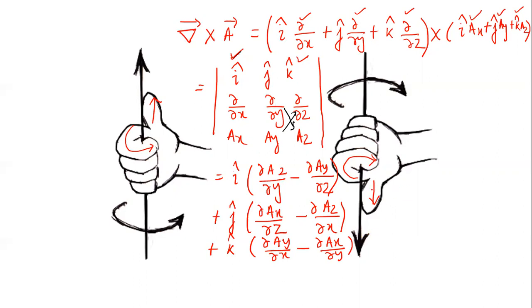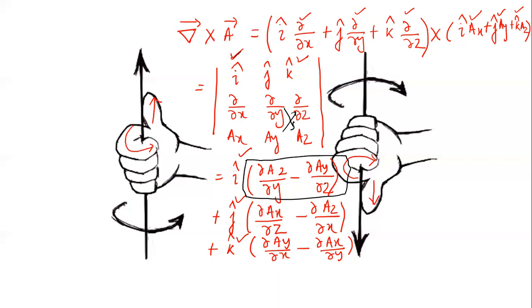Now here one thing we need to see is that i cap, j cap, k cap are the unit vectors associated along the x direction, y direction, and z direction. So if any of these variables exist, what do we mean by that? In the first bracket, if your del Az by del y or your del Ay by del z are non-zero, then this i component will exist. Similarly, if your del Ax by del z and del Az by del x are non-zero, the j cap component will exist. Similarly for k cap.